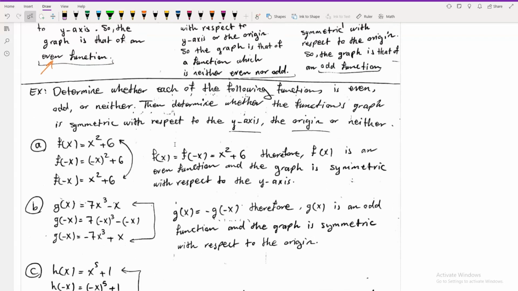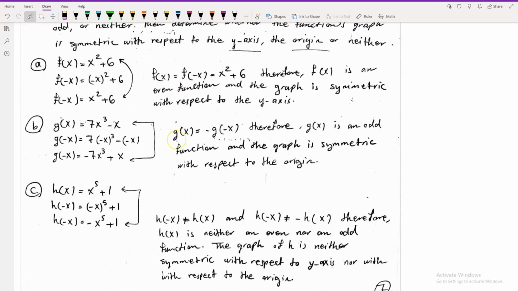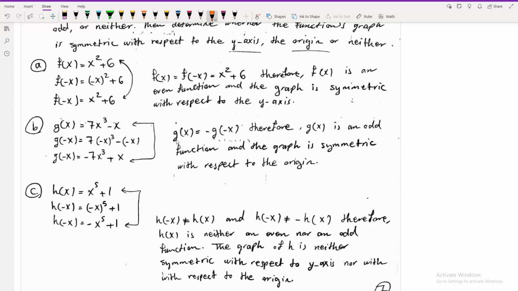Other example, determine whether each of the following functions is even, odd, or neither. Then determine whether the function's graph is symmetric with respect to the y-axis, the origin, or neither. What is given here on part A, f of x is equal to x squared plus 6. So use negative x instead of x and see what the result is. So f of negative x is equal to negative x squared plus 6. Negative x squared is x squared.